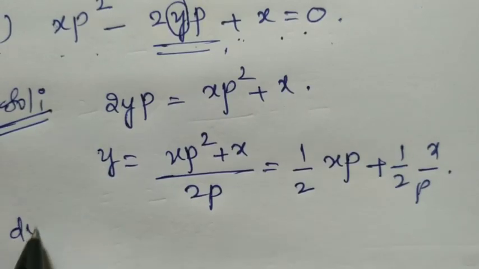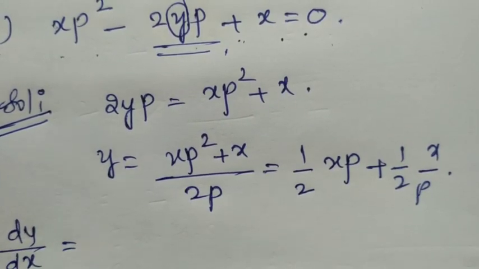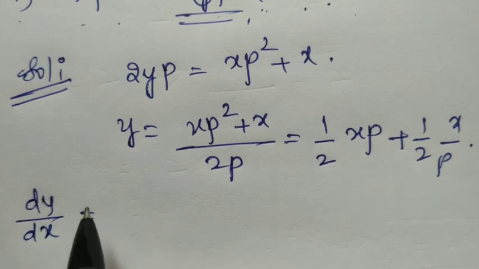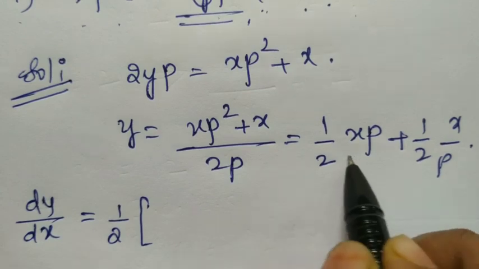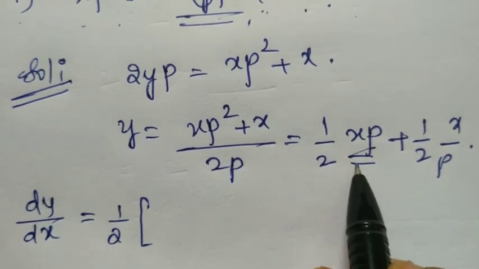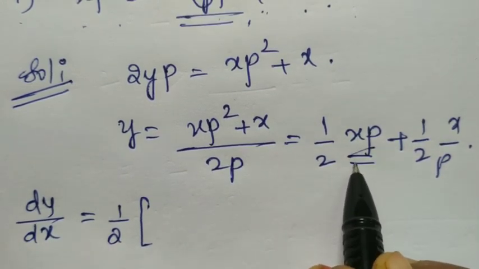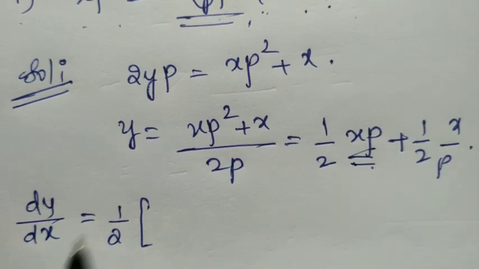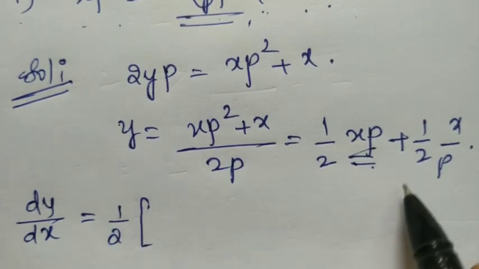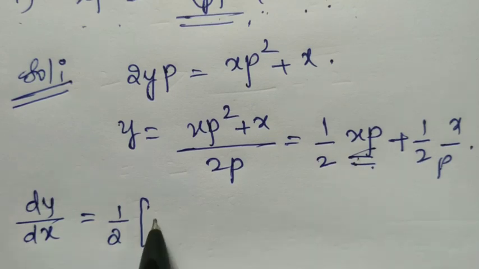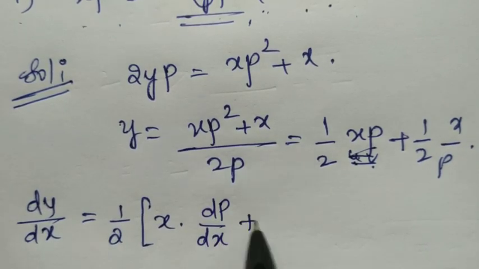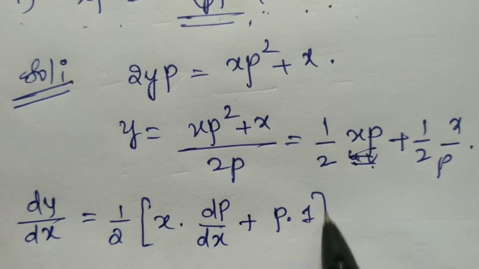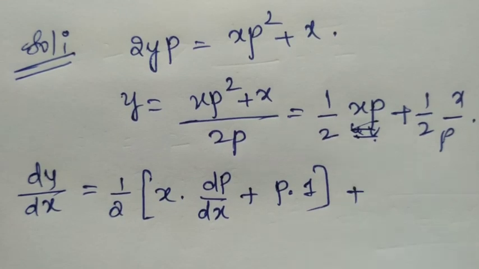So dy by dx, differentiate with respect to x on both sides. Then dy by dx equals 1 by 2 of the first term, using the uv formula. Differentiation of uv is u v dash plus v u dash. The first term is x in uv, so u into v dash, that is dp by dx, plus v into u dash, that is 1.